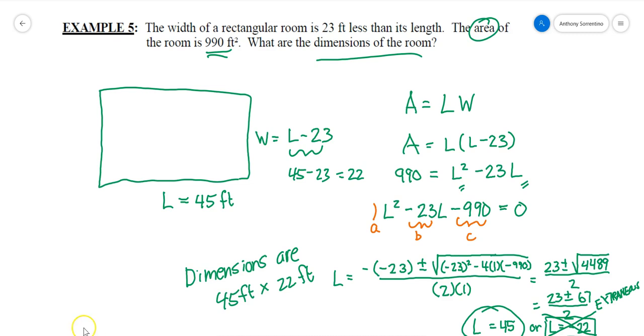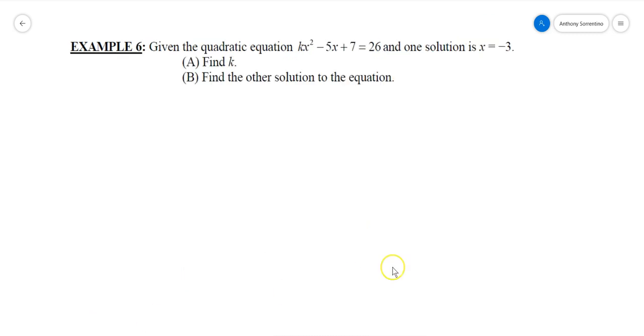They also will give you some other ones that are a little bit more logical in nature and more just algebraic. So let's have a look at example 6 and example 7. You're given the quadratic equation kx squared minus 5x plus 7 equaling 26. They tell you that one solution is x equals negative 3. They tell you to find k and then find the other solution to the equation. Knowing that one of the solutions is negative 3, along the way you have to figure out what k is, okay?